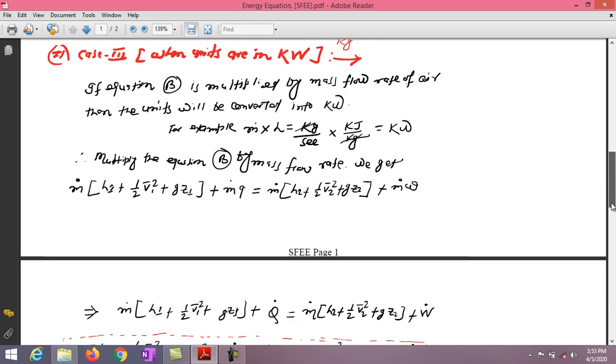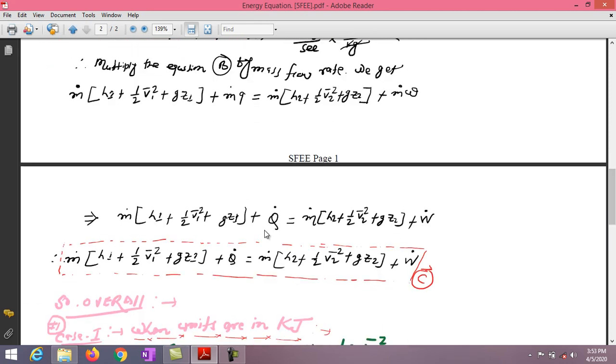So this m dot into h1 plus half u square plus gz1 plus capital Q dot. What is this capital Q dot? This is the total heat supplied to the system in kilowatt. This m dot into q, m dot is kg per second and q is kilojoule per kg, so the unit will be kilowatt. This total heat is Q dot, kilojoule per second. This is the heat flow into the system in kilojoule per second.